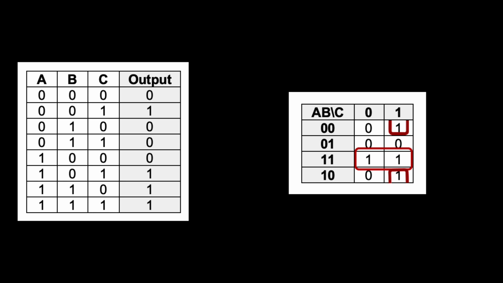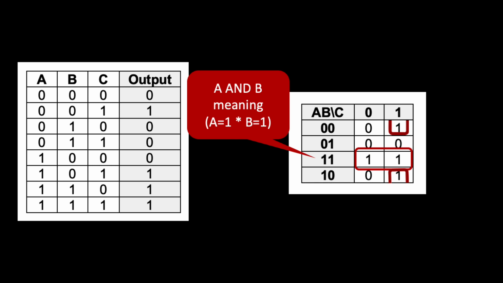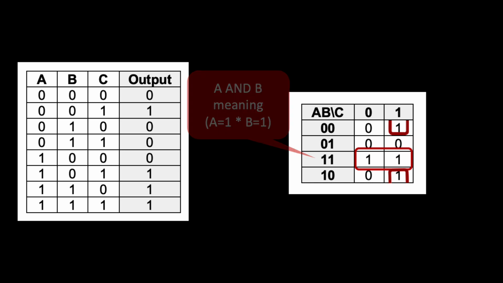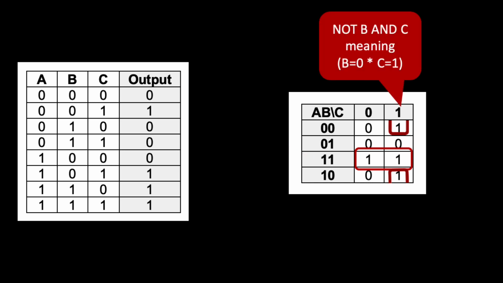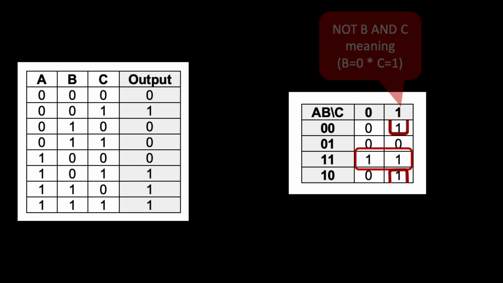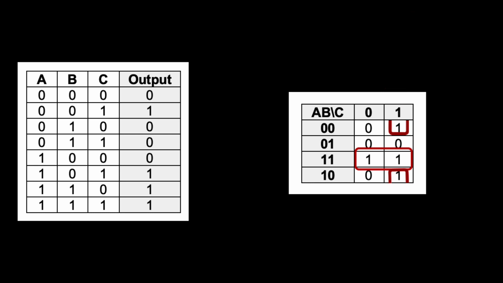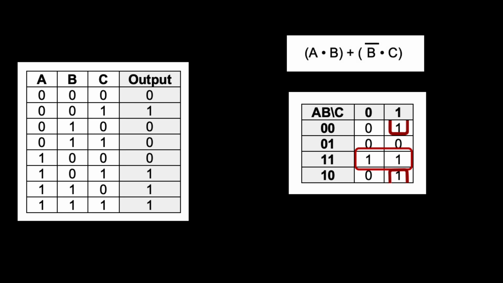To derive the algebraic expression, we look at what inputs remain constant for each of the patterns. For the horizontal group, this is A and B. For the vertical group, this is not B and C. Then, as we did in the previous example, we OR these two expressions together. Just to be clear, this expression maps directly to this schematic.